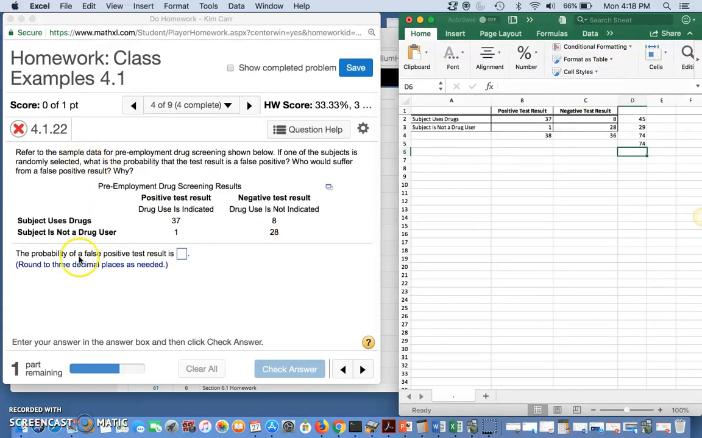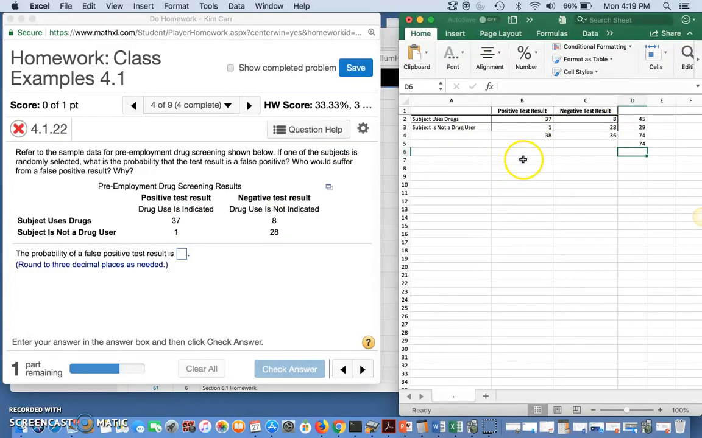And it wants to know what is the probability of a false positive. You've got to understand what a false positive is. That is the person that took the drug test, it came back positive, but that person did not use drugs. And that does happen. So there's one person in that category. This one poor little person took this test, and the test came back saying that they use drugs and they really do not. So one out of how many?